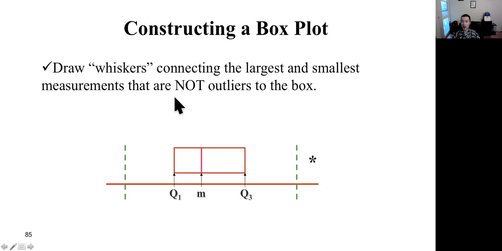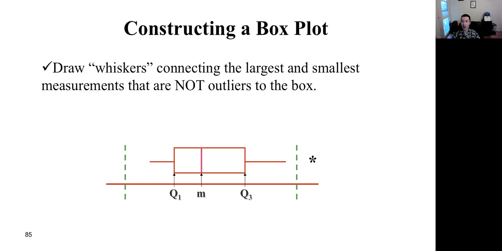And whiskers should connect to the largest and the smallest measurements that are not outliers, which means the smallest value which is not qualified as an outlier, and also the largest value which is again not qualified as an outlier. Okay, and we connect those points with Q1 and Q3, so that's called whiskers. So the box plot is pretty useful.